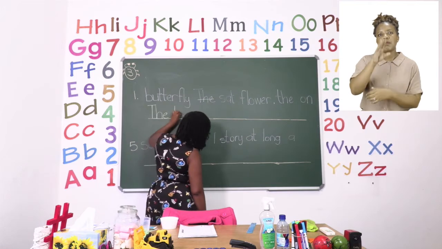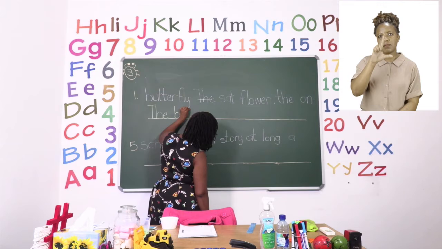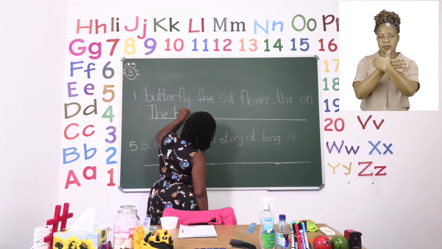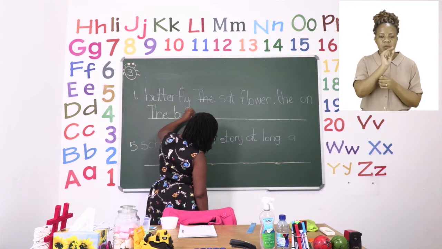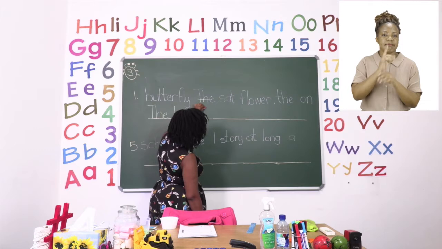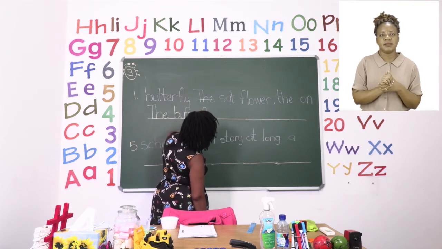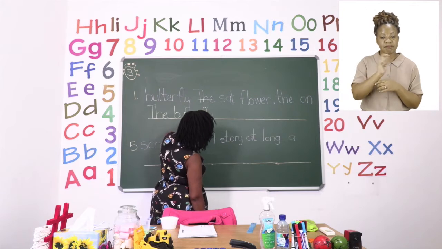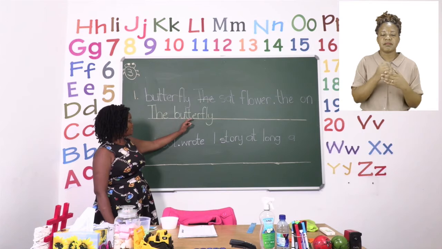Remember grade 2s, when you are writing, make sure that you shape your letters correctly. And when you are done, please check that you have spelt the word correctly as well. Almost done with the word butterfly? I hope you are too. And there we go. We have the butterfly.